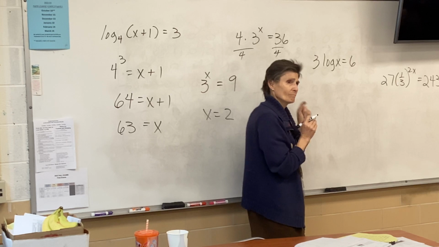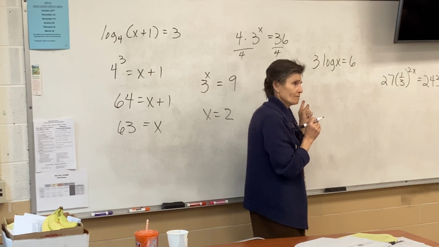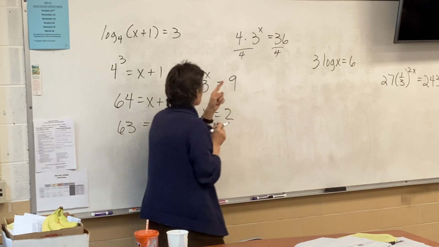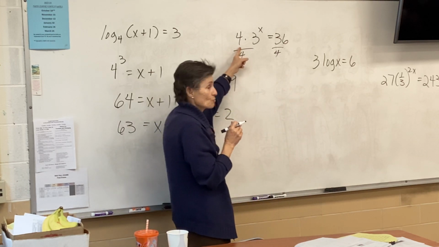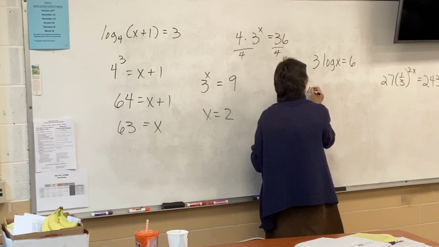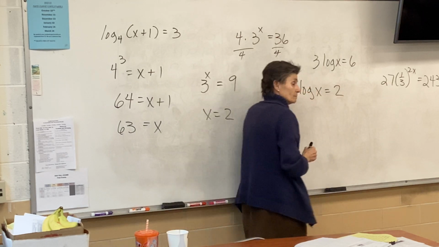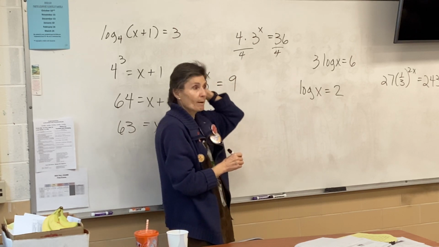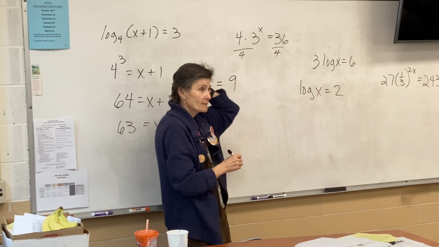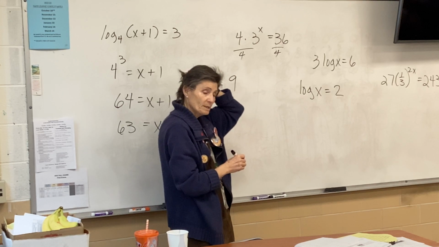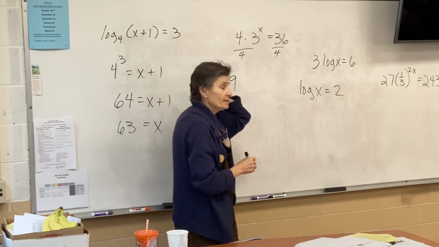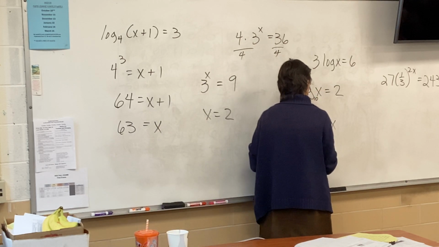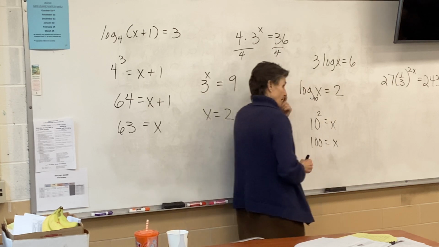First step, divide by 3. It's just like this one. We gotta get rid of that extra number, so we're gonna divide by 3. So log x equals 2. Is this log equals a number? Yep, and what do we do when it's log equals a number? Loop-de-loop, but I don't have a base. Log base times. It's 10. So 10 squared equals x, and x equals 100.